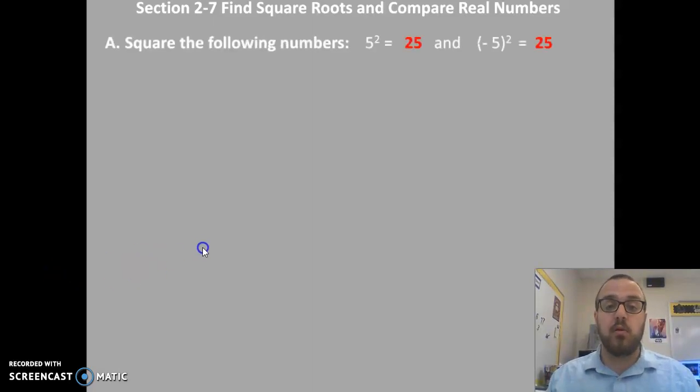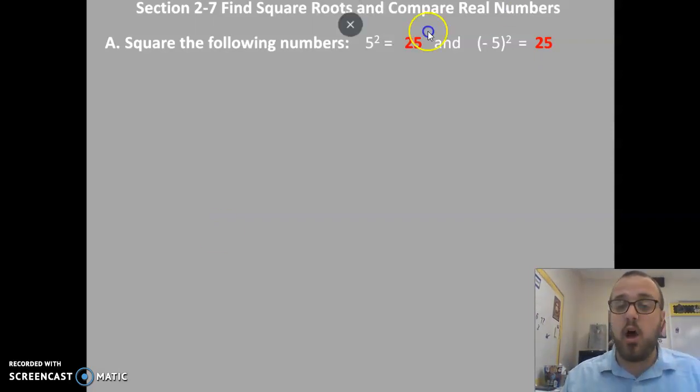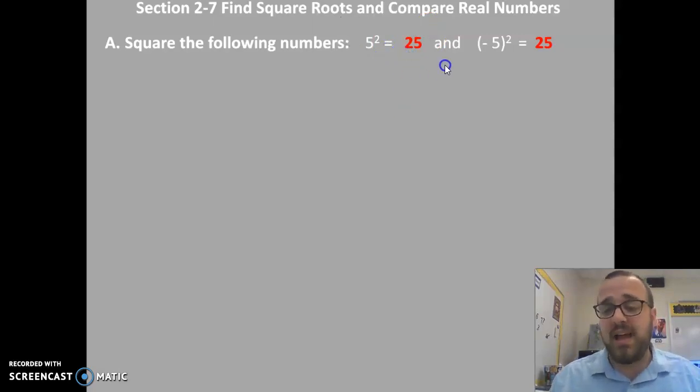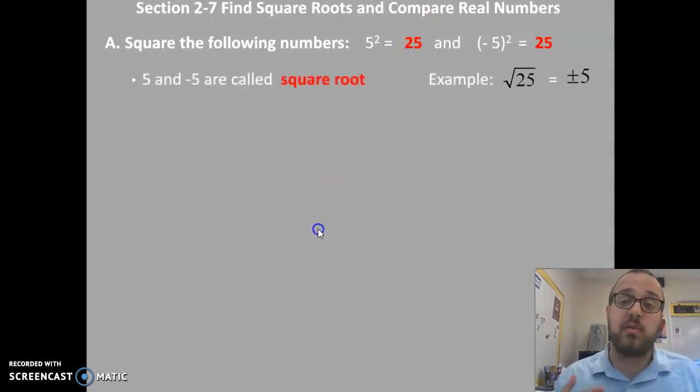So for a square root, what are we really talking about? Well, we've already heard of squaring a number before, right? And that's a number times itself equaling something. So we know 5 squared equals 25 and negative 5 squared would also equal 25.